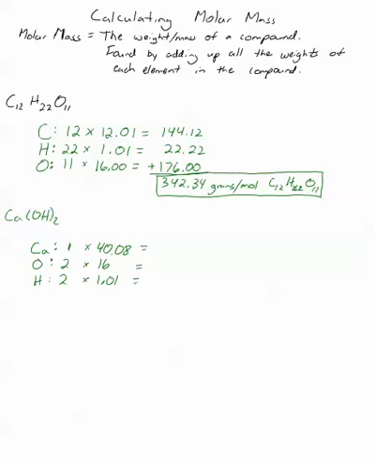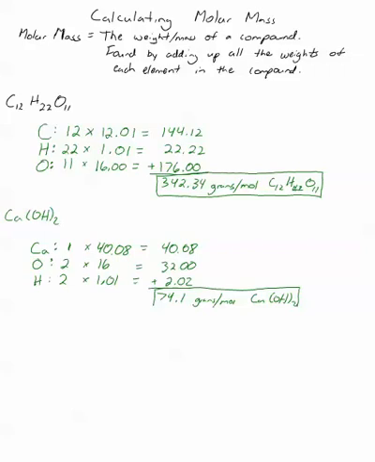Or excuse me, multiply first and then we'll add them up. We get 40.08. Take our 2 times our 16, which should be our 32. And then our 2.02 from our hydrogen. After that, we need to add them all up. And we should get 74.1 grams per mole for CaOH2.